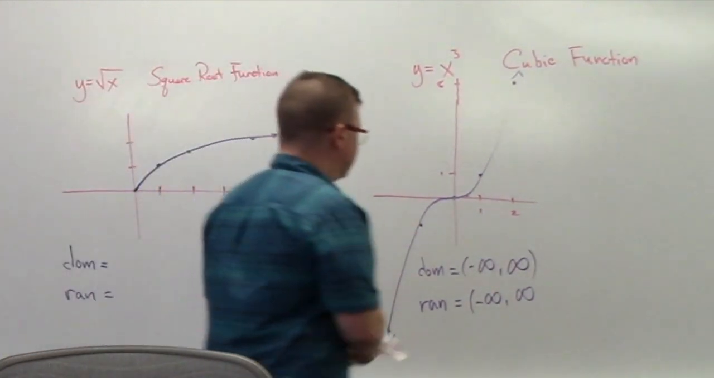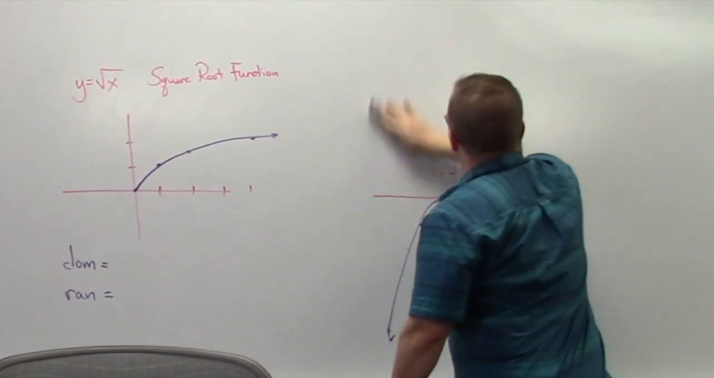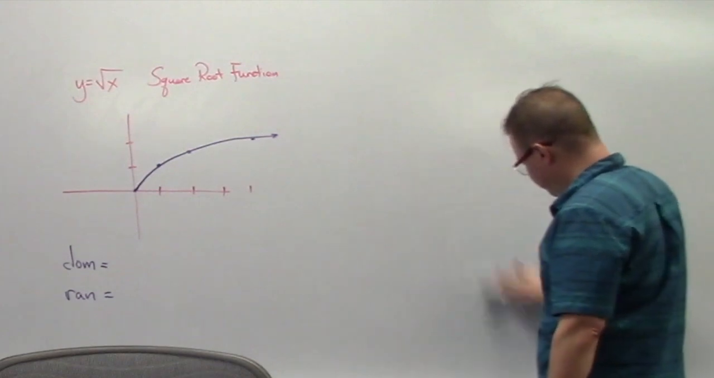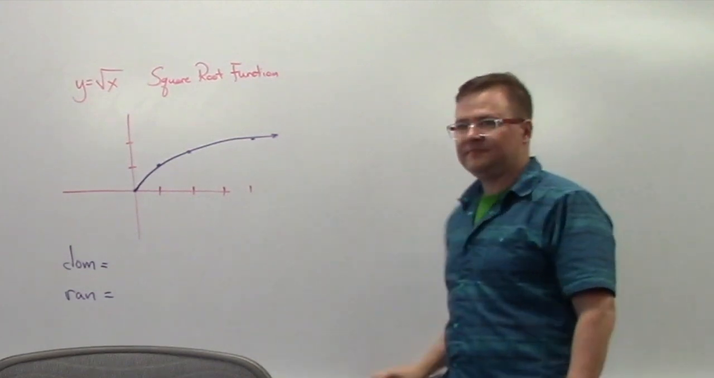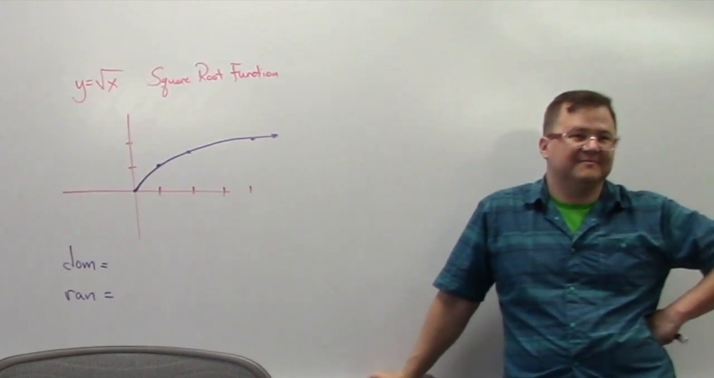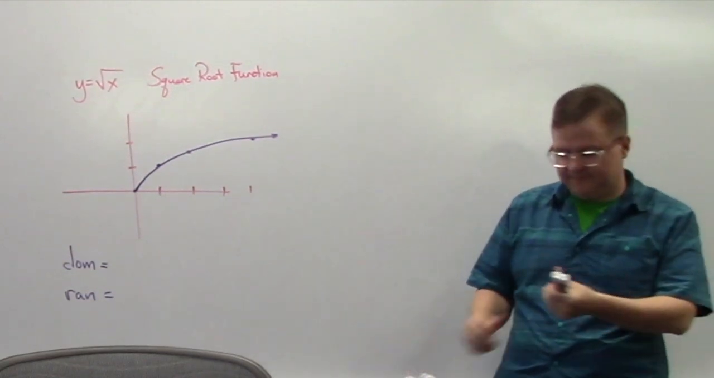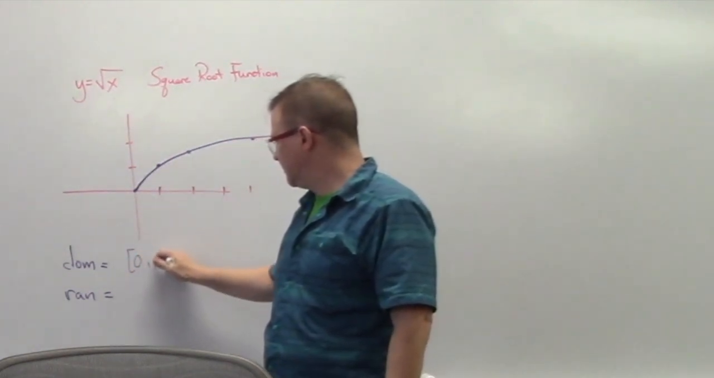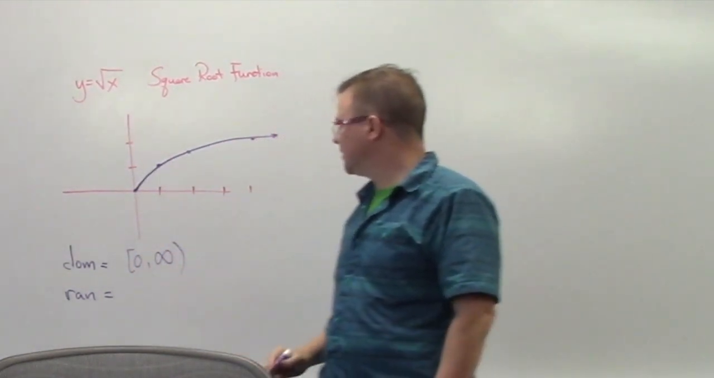Tell me about the domain and the range. In this case, the domain would be bracket 0 to infinity. Why bracket and not parentheses? Because it's including 0. Right.